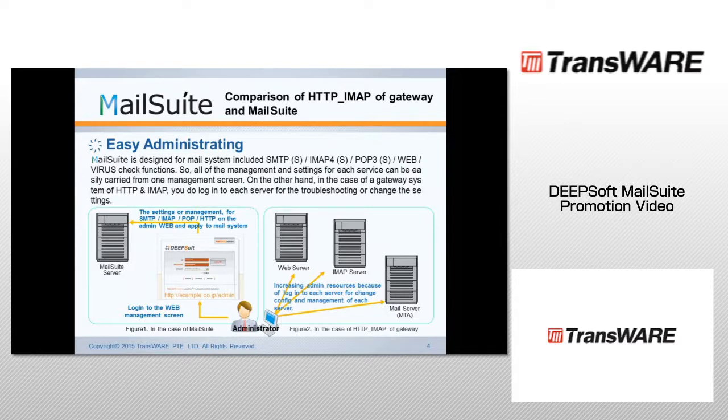In addition, in many cases of using open source software on mail servers, the admin GUI is not prepared. But MailSuite has a Web GUI for the system administrator, so the administrator can check the logs and change the settings of each function of SMTP, POP IMAP, and webmail by simply logging into the dedicated Web GUI. By this GUI, the operation load of the system administrator is reduced dramatically.